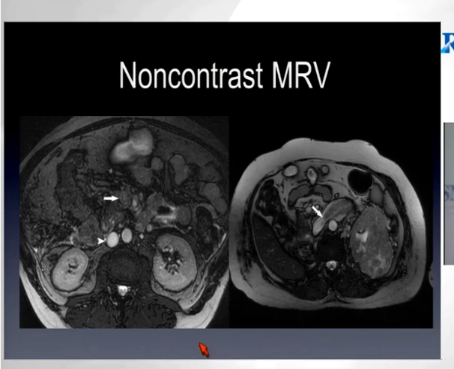Here we have a case of SMV thrombosis shown by the arrow, and then on the other side, tumor thrombus in the renal vein. And you can see the beautiful uniform high signal in the patent IVC shown by the arrowhead here.